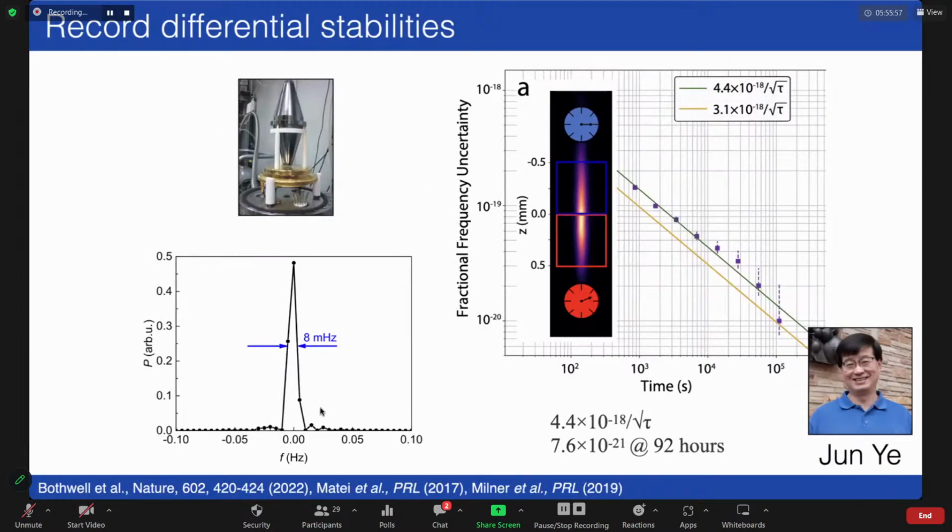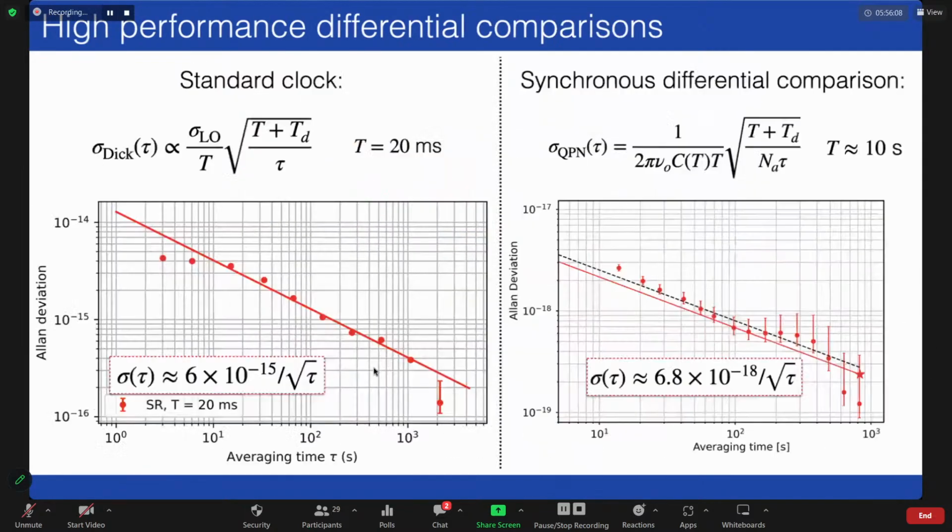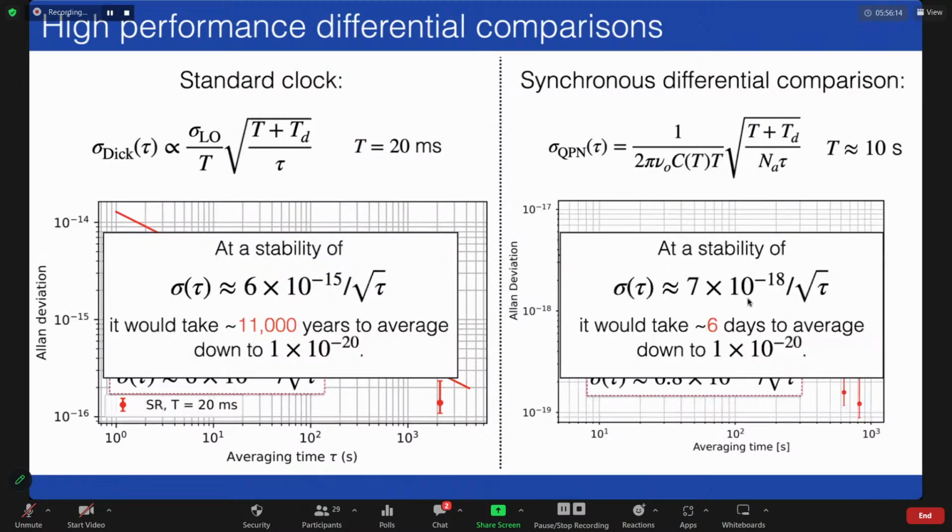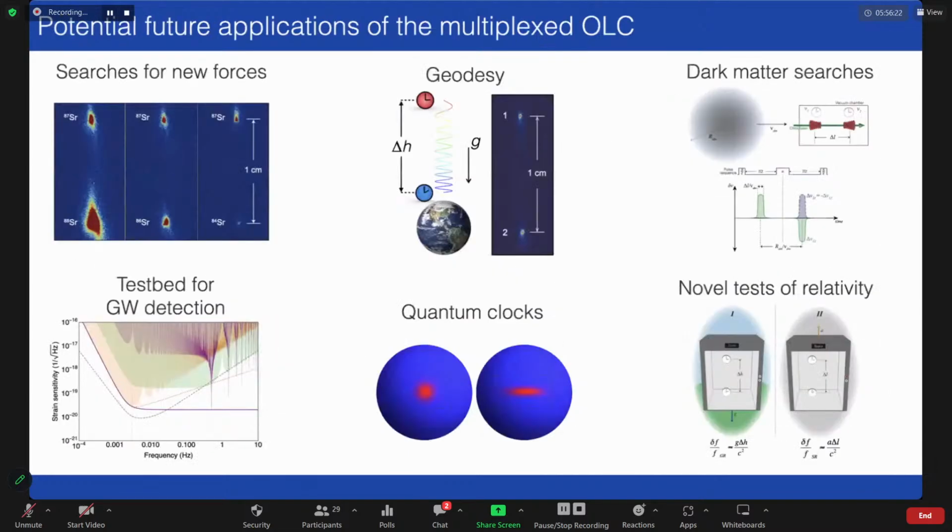And so I think it's quite promising that we achieve some of the same performance using a commercial laser that's orders of magnitude worse. So I'm going to stop there, but just say that now with this differential technique, we can reach a stability of 10 to the minus 20, or average down to 10 to the minus 20, in only 6 days instead of 11,000 years. And this is very promising for a whole range of different applications, including things like tests of relativity. We were able to measure the gravitational redshift in our lab from millimeter differences in height between these clocks using this technique. And I think it's very promising going forwards.